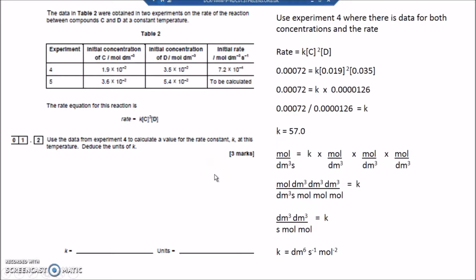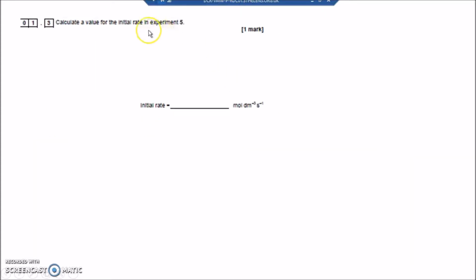I think the next question will probably be to calculate a value for the initial rate in experiment 5. Indeed it is. So let's have a look at that. So we've got rate equals K multiplied by C squared multiplied by the concentration of D. We know K has not changed because the temperature has stayed the same. It's a constant temperature and only temperature would change K, so that's staying the same. And then we put the numbers in.